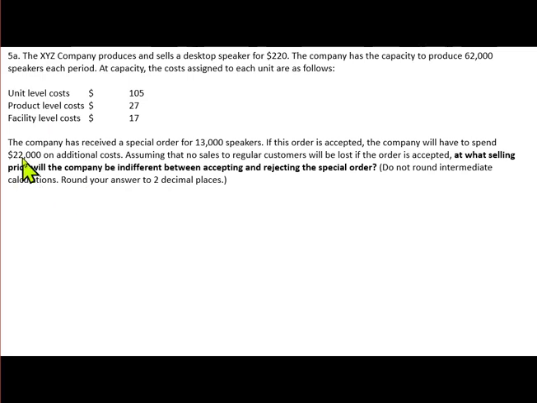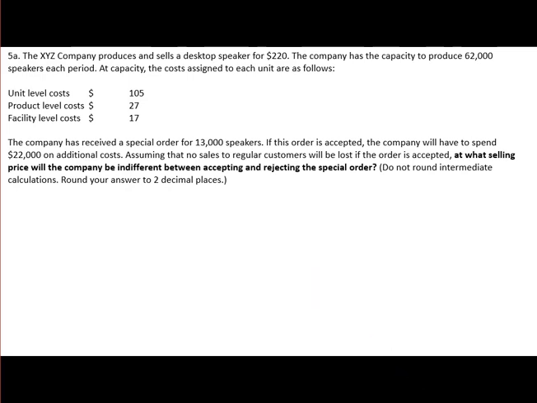The company has received a special order for 13,000 speakers. If this order is accepted, the company will have to spend $22,000 on additional costs. Assuming that no sales to regular customers will be lost if the order is accepted, at what selling price will the company be indifferent between accepting and rejecting the offer? What they're really saying here is, at what point do we not make any money or lose any money, where we break even with our selling price?